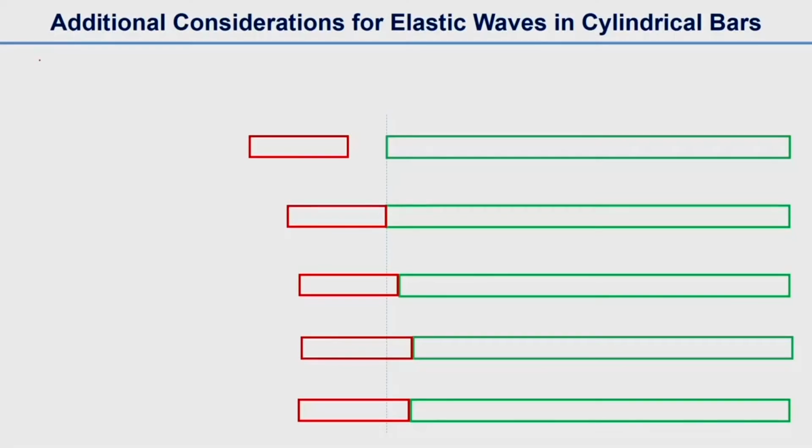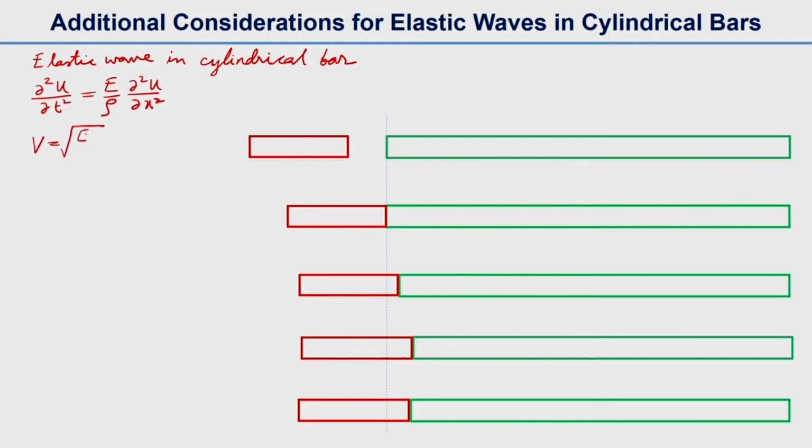So whatever we found in an earlier lecture, the elastic wave in a cylindrical bar is expressed as the double second partial of u with respect to t equals E by rho times the second partial of u with respect to x, and where the velocity of the wave v is the square root of E by rho.